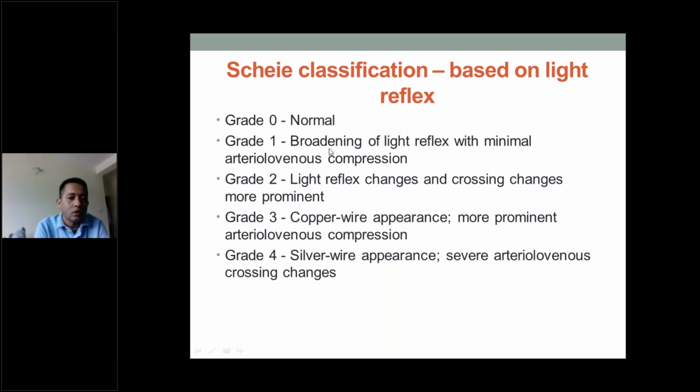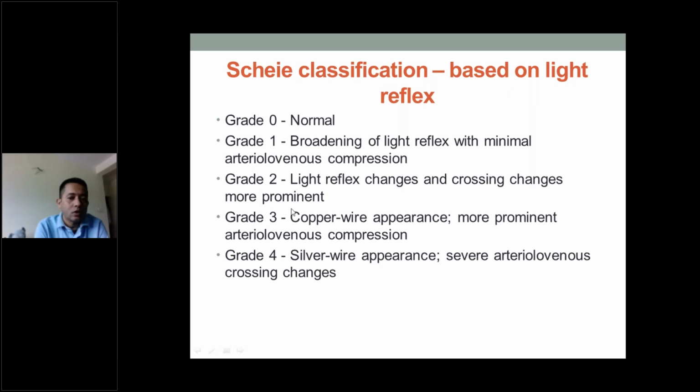So as the hypertensive retinopathy takes place, and we talked about this sclerosis of the vessels, because of the sclerosis, there is a broadening of the light reflex. That means the light reflex that was a small streak now appears more broadened. So this is grade 1. We have broadening of light reflex with minimal AV crossing. This is actually the Scheie classification based on the AV crossing and light reflex.